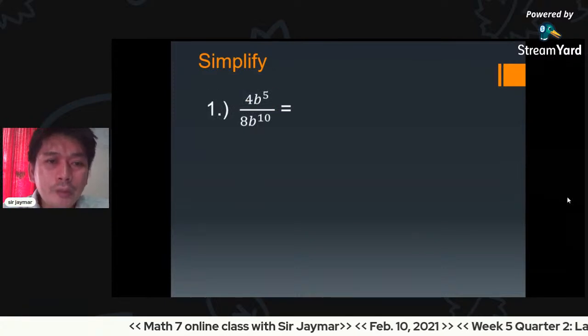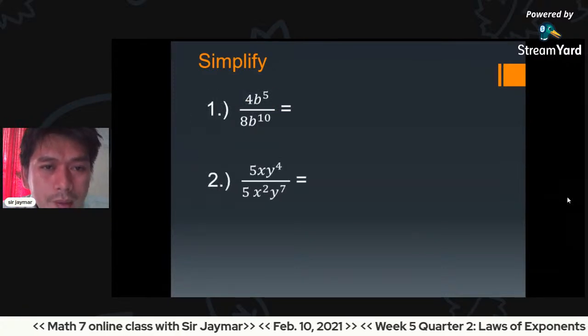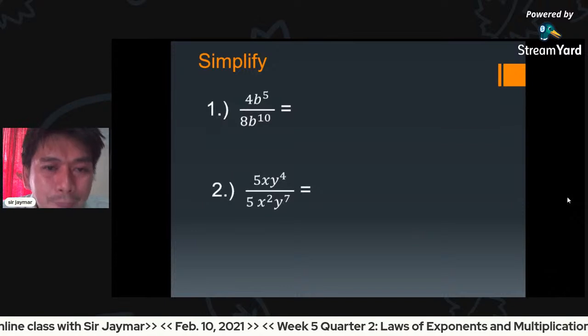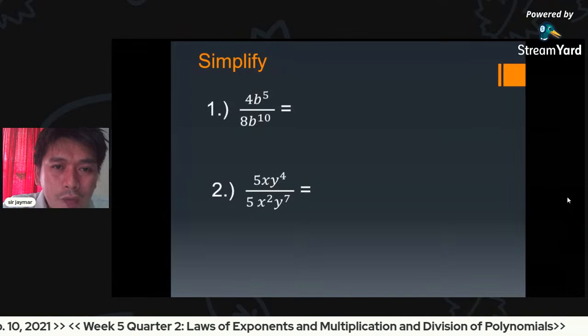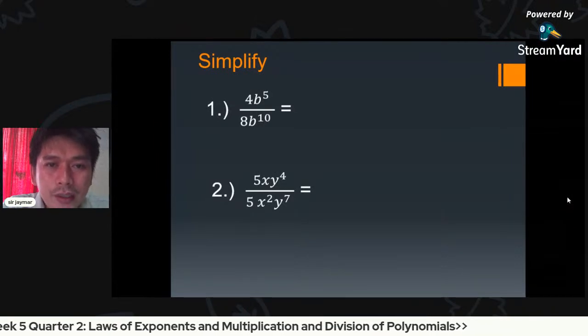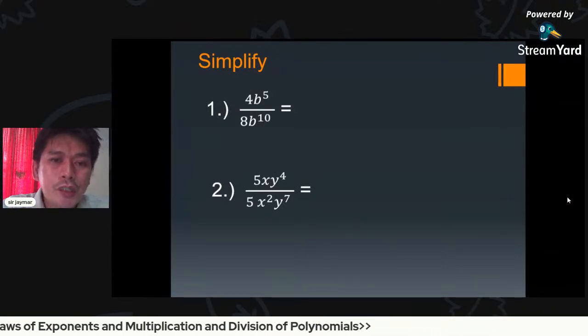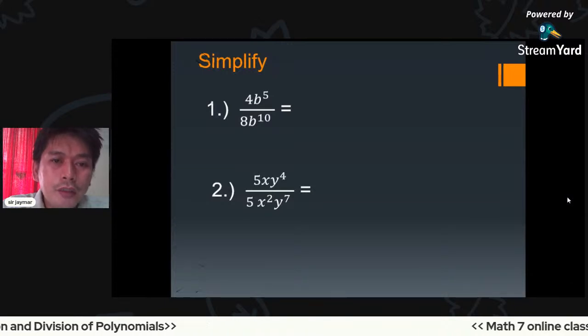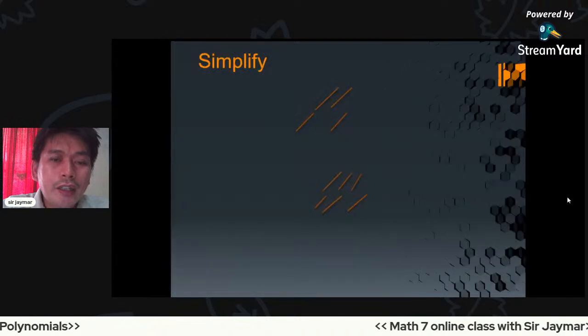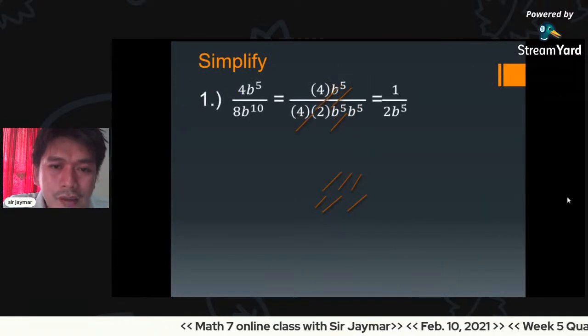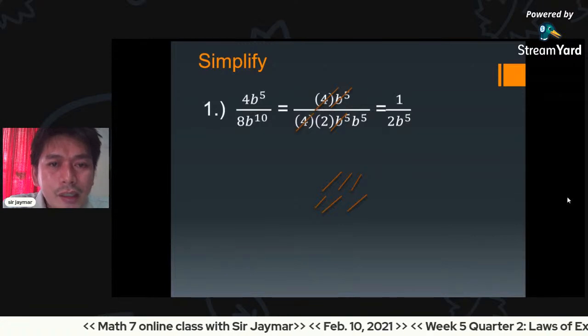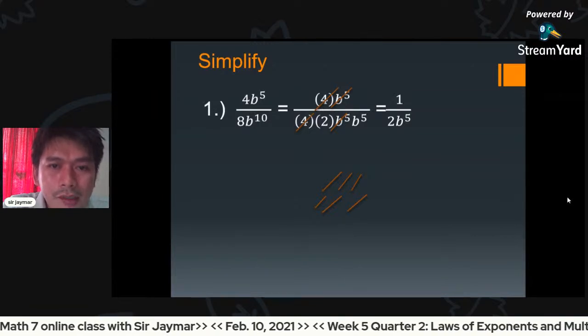Okay, again, we're going to simplify this one. In this problem, it is easy to analyze and understand if you already know the 3 kinds of rules of the law of the quotient. That is, there are 3 cases. So let us answer this. Let us check if you got the correct answer.